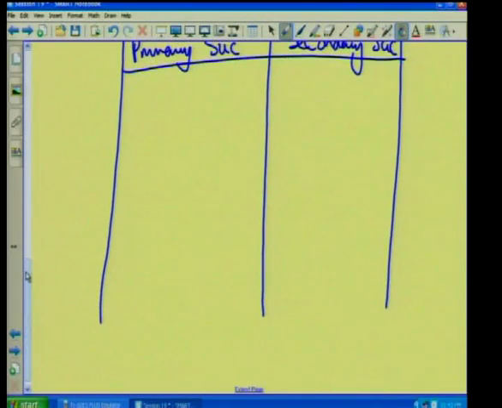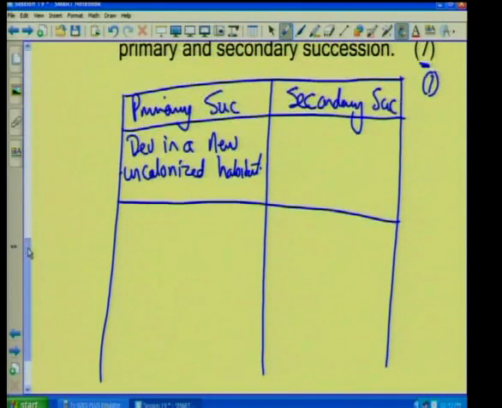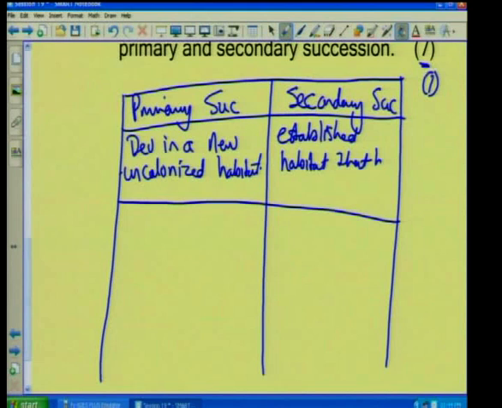Okay, this one, the differences. So remember, as we go through, you're going to have the same point being compared. So here, primary succession develops in a new, uncolonized area or habitat. Okay? And your secondary succession is always going to be an established habitat that has been destroyed. Okay, it's been destroyed. For whatever reason, it's destroyed, but it was established. So it's after an established habitat has been destroyed. Okay, so that would be point 1.